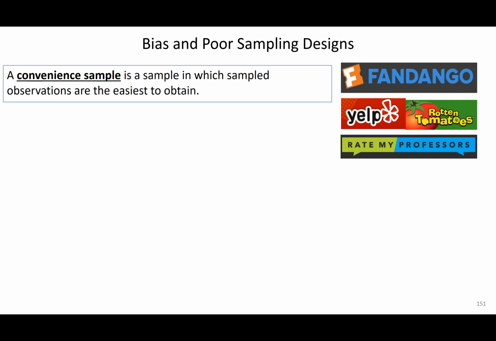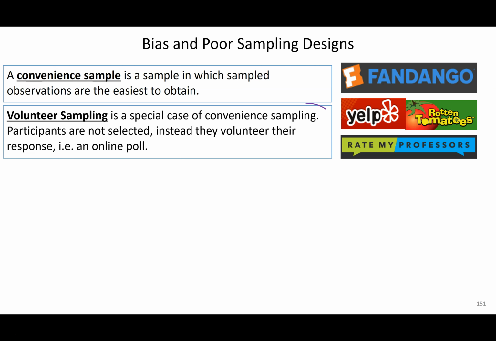So, things to note. Volunteer sampling is a special case of convenient sampling. So, this is a scenario where the individuals aren't selected and then choose whether or not to participate. There's kind of an open invitation that they can go pursue filling a survey out. Something like that. So examples would be like Fandango, Yelp, Rotten Tomatoes, Rate My Professors, even the ESETs, because quite honestly, anywhere you can go online and rate a product because you're choosing to.